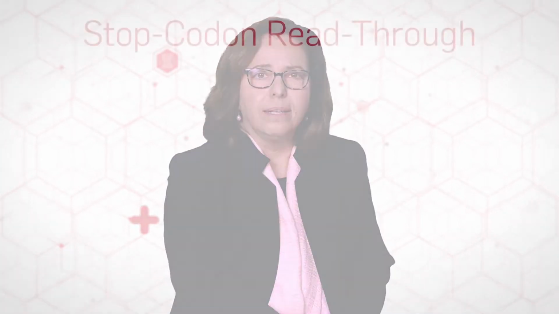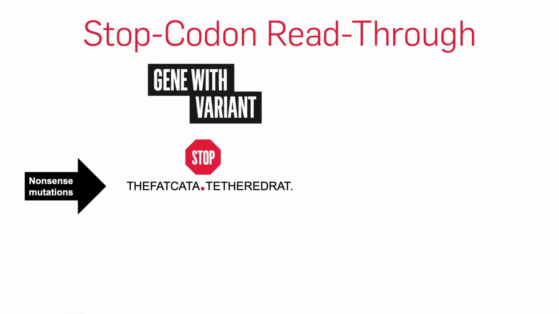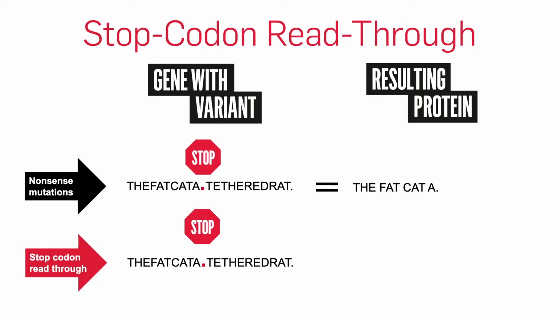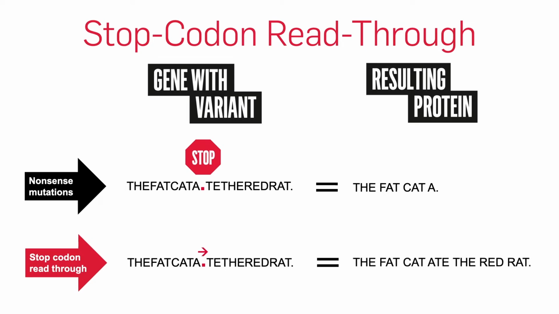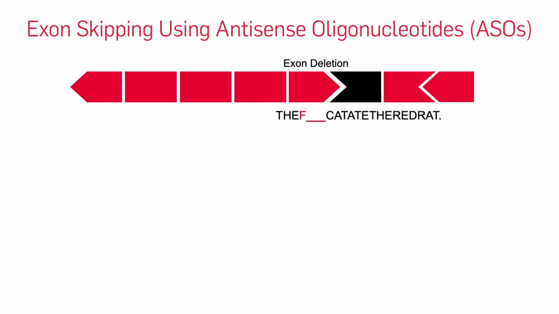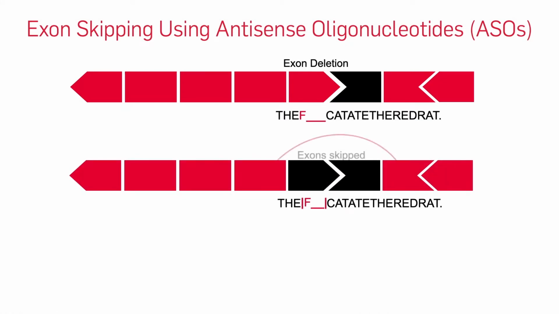If a period appears prematurely, then the sentence is shortened and may not make any sense. This is seen with a type of point mutation called a nonsense mutation, which inserts a stop signal into the gene. Stop codon read-throughs allow us to ignore the premature period, complete the entire sentence, and produce protein. If letters are missing, called deletions, exon skipping allows some letters that border the original deletion to be skipped over to correct the sentence and allow some protein to be produced.